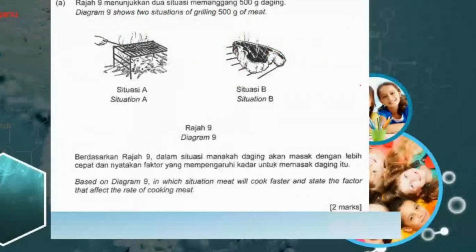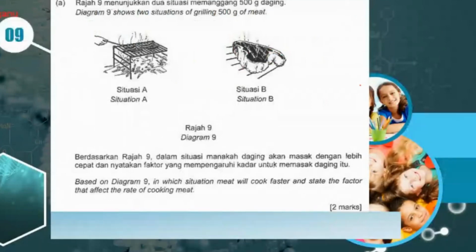Okay. Next. This is an essay question already. Okay. So it shows the two situations of grilling 500 grams of meat. So based on the diagram, in which situation will the meat cook faster?